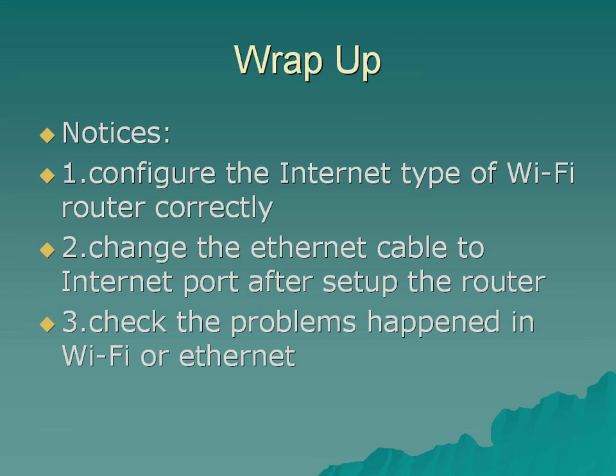The second part is, after configuring the router, you should change your Ethernet cable to the internet port. The third item is, if a connection problem happens, you can check whether it happened in the Wi-Fi part or the Ethernet part, and then you can ask others and talk about your situation and let other people understand and help more quickly.